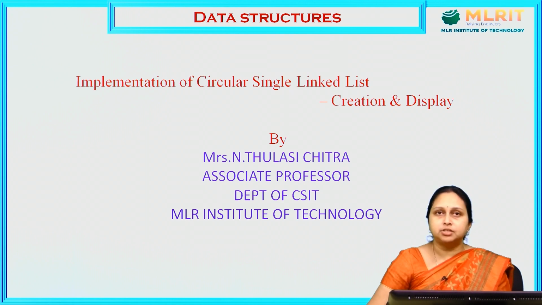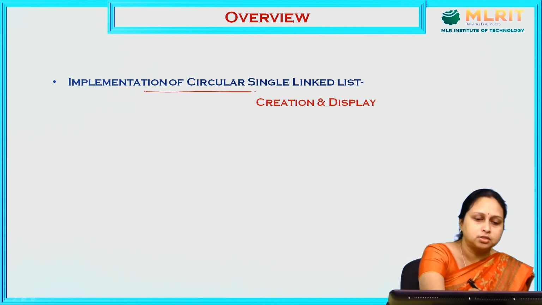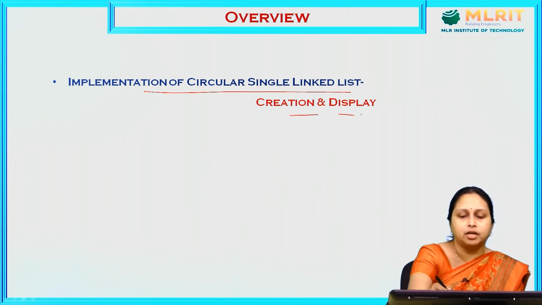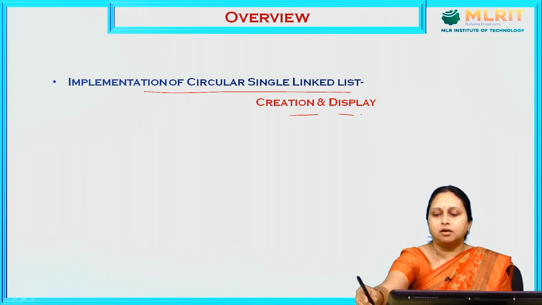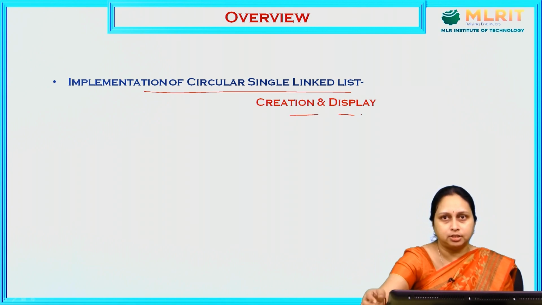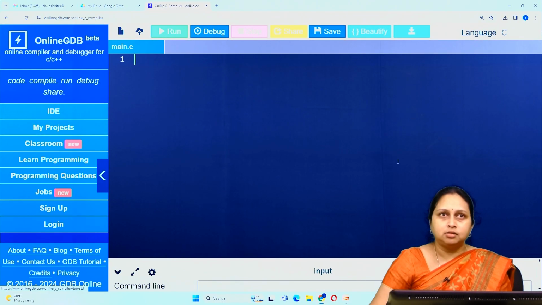In the previous session, we discussed circular single linked list creation and display operations. Now, in this session, we are going to implement the circular single linked list with the create and display functions. Let us open our online C compiler, GDB, where we will execute this program.